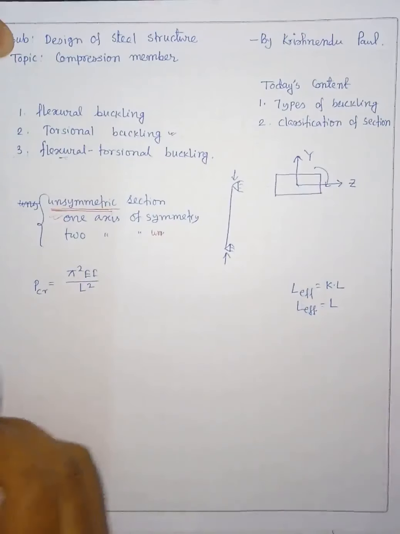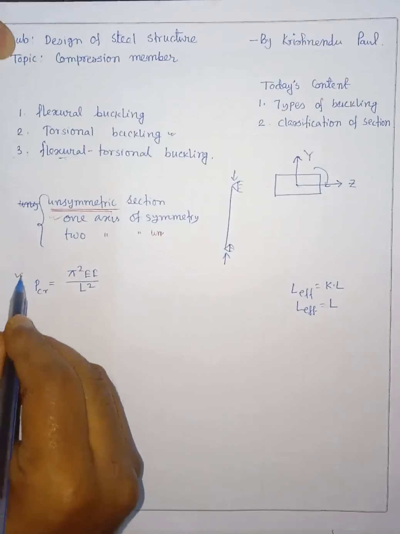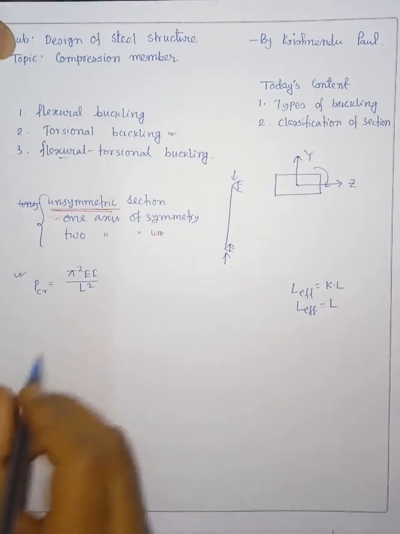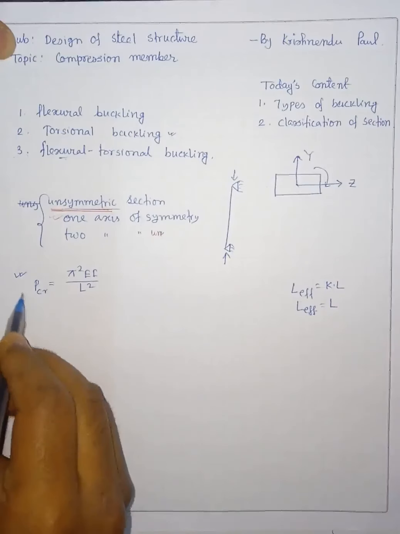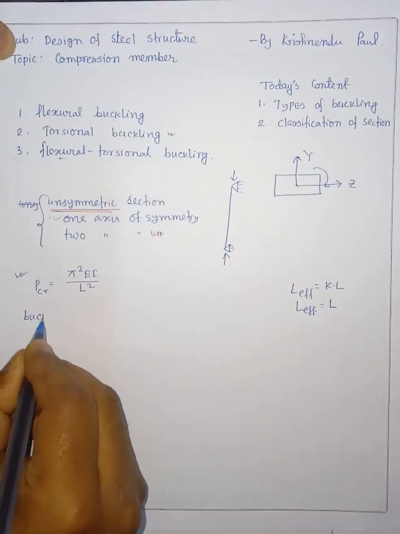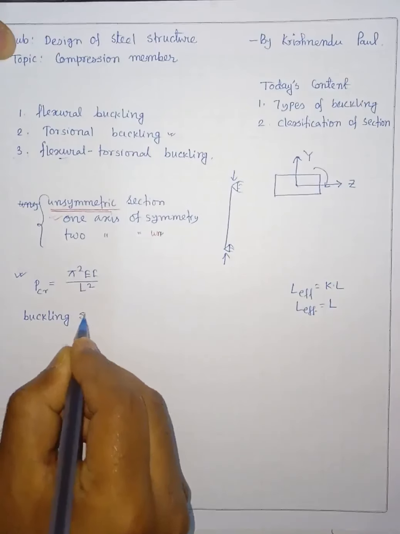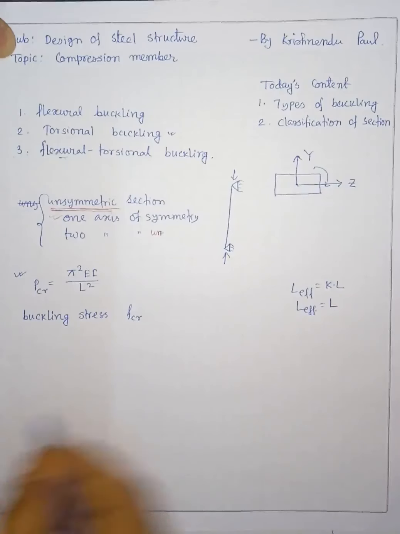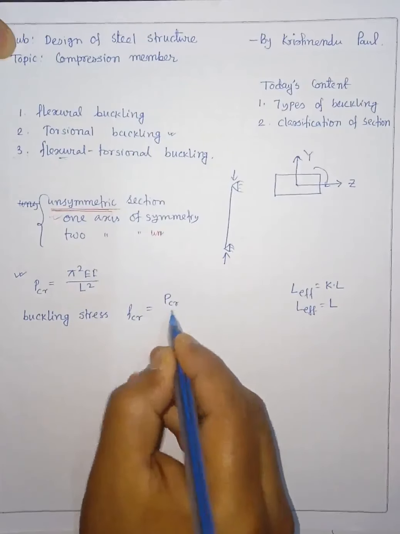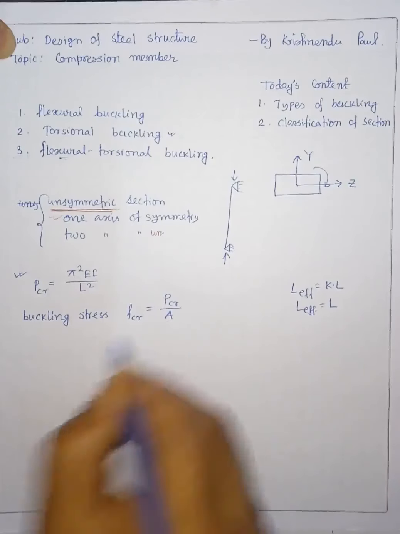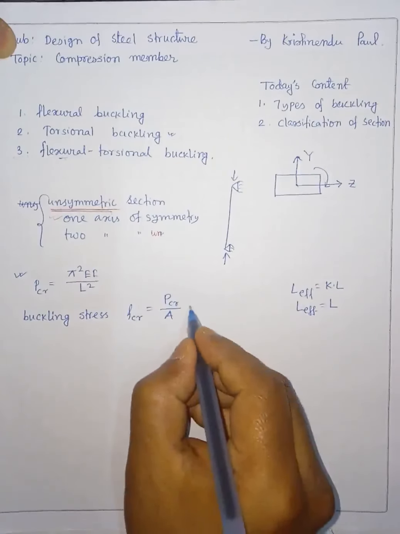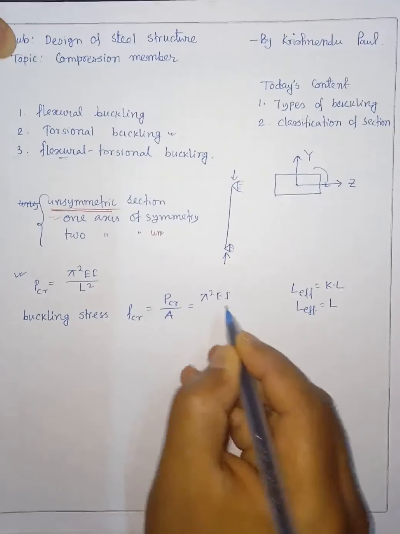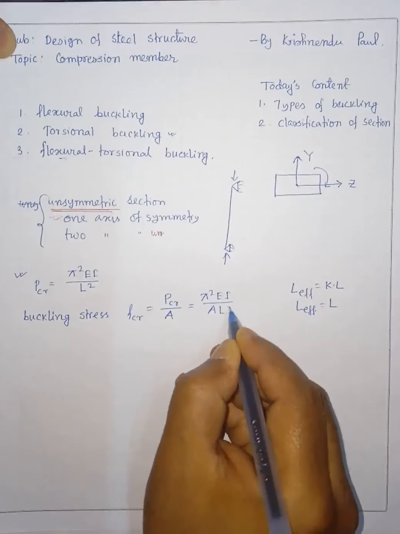Now, as I was saying, this buckling load or crippling load is equal to pi square EI by L square. Now what is the buckling stress? So this is buckling load, so buckling stress we can represent like this, FCR. It will be nothing but PCR by A numerically, so it will be pi square EI by A into L square.